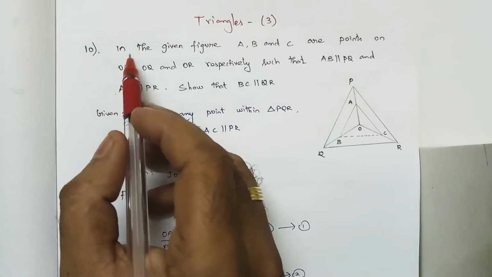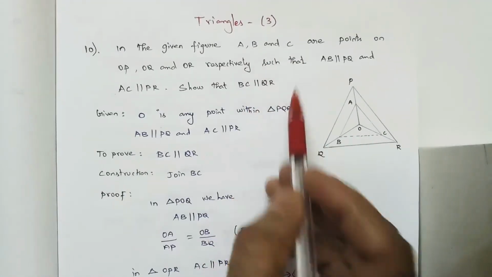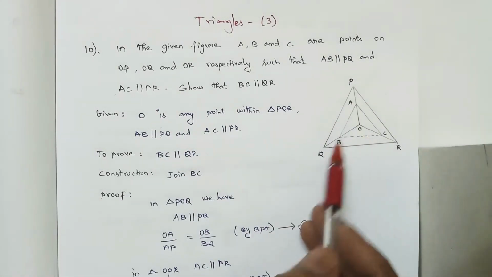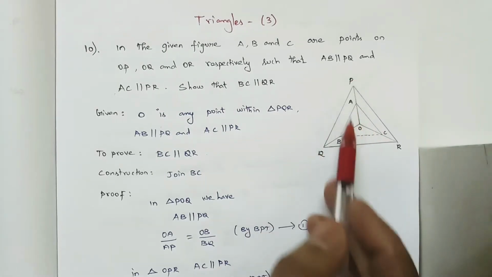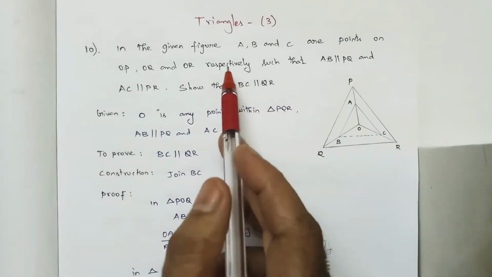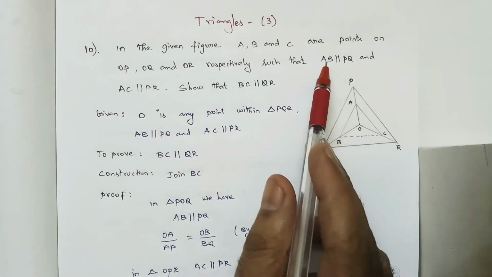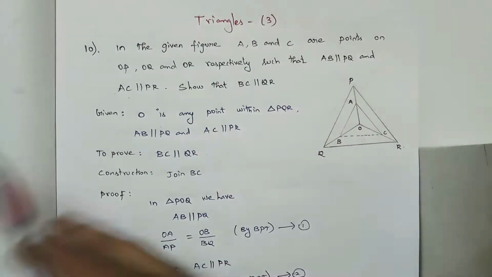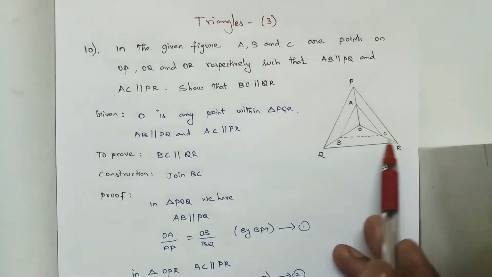Sum number 10. In the given figure, A, B and C are points on OP, OQ and OR respectively, such that AB is parallel to PQ and AC is parallel to PR. We want to show that BC is parallel to QR.